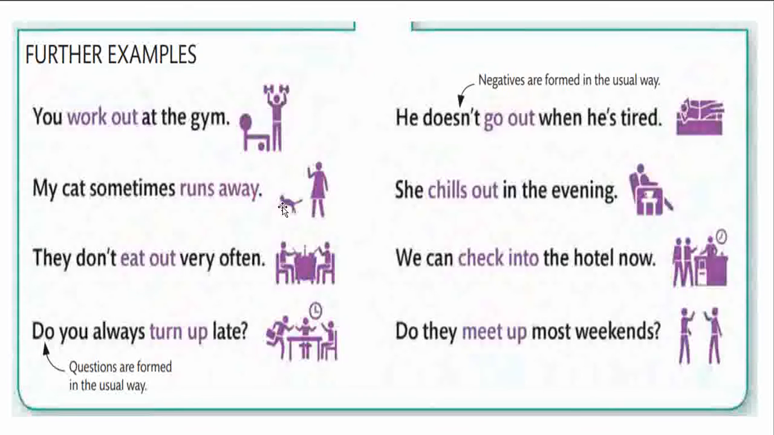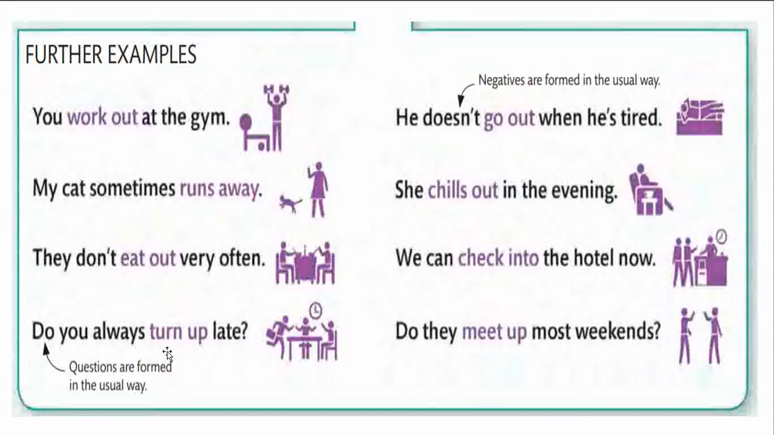Let us see examples based on what we have learned so far. You work out at a gym. Over here, work out means to exercise. You exercise at the gym. You work out at the gym. The cat sometimes runs away. Runs away means leaves its master. They don't eat out very often. Eating out is actually dining outside the house.